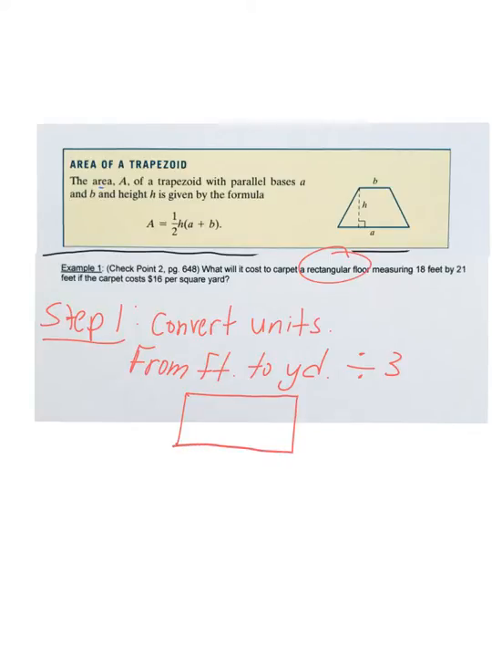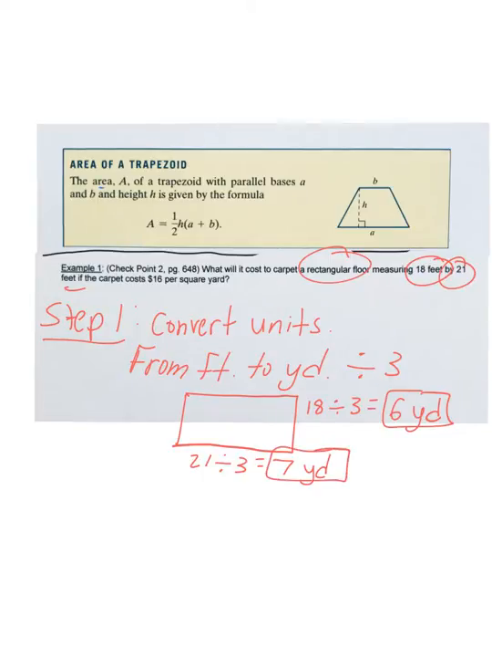And they said that it's measuring 18 feet. So 18 divided by 3 means that 18 feet is the same as 6 yards. So one side of the rectangle is 6 yards. The other side was 21 feet. So again, we just simply divide by 3 to convert that to yards. And we see 21 divided by 3 is obviously 7. So 21 feet is the same as 7 yards. So in yards, 18 feet by 21 feet is the same as 6 yards by 7 yards. So just simply divide the feet by 3 to convert to yards.